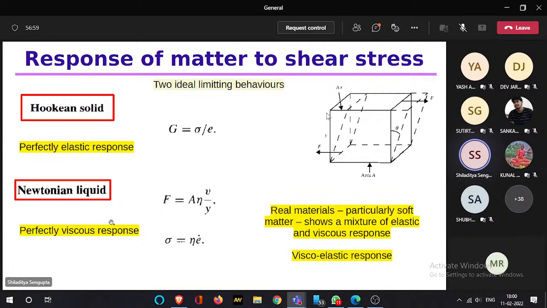That means you need to know both the viscosity as well as the elastic modulus for the material. So they are not fully solid, they are not a perfect solid, they are not a perfect liquid, they are in between.